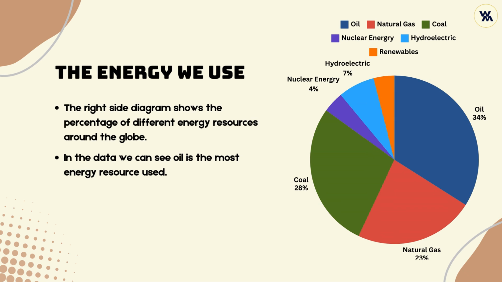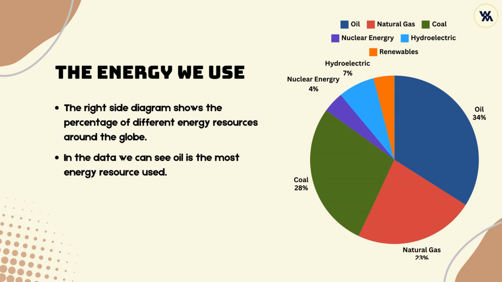And in the data, we can see that oil is the most used energy resource, which is about 34 percent. Next comes coal, 28 percent, natural gas, 23, hydroelectric, 7, nuclear energy, 4, and the rest is renewables.